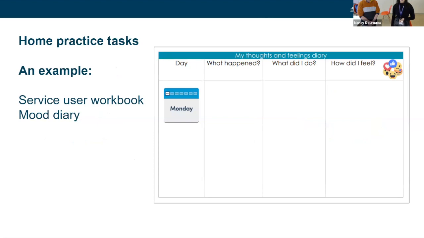So this is a mood diary for the service users, and it's in their workbook, and it can be adapted for the person. For example, if someone can't write down themselves, a carer can help them. It could be that for the how did I feel section, if the person isn't able to say, they could pick from stickers, even if that's a happy face or a sad face. So it can be adapted for the person, and it should be adapted for the person as much as possible to make it useful and relevant to them.